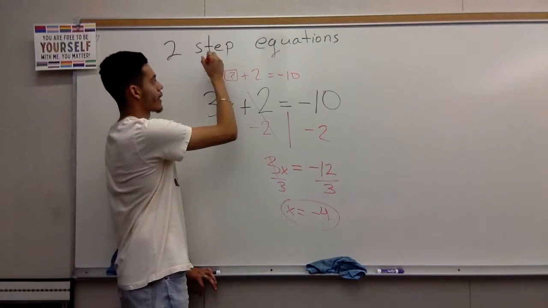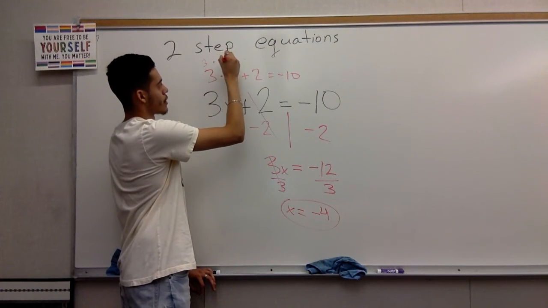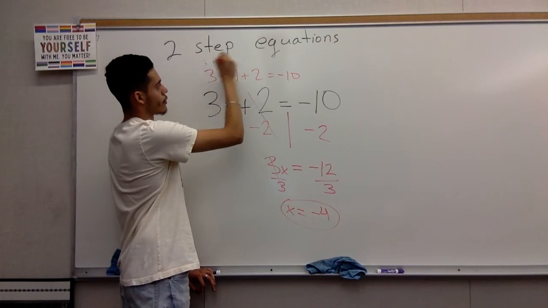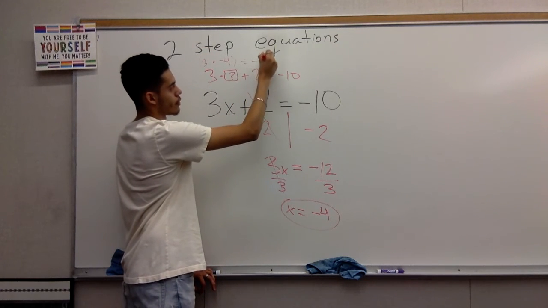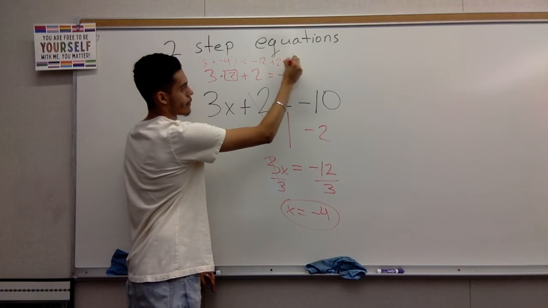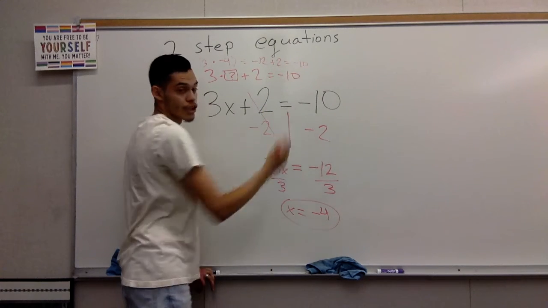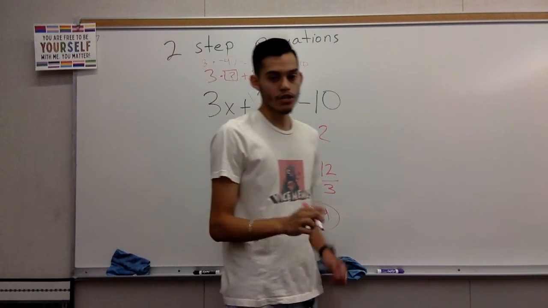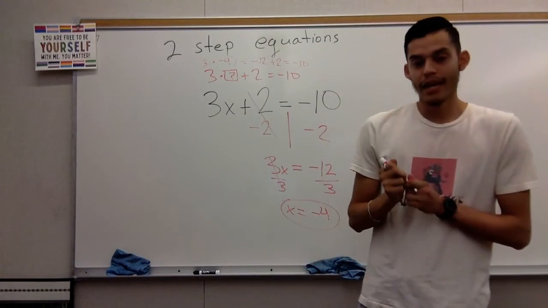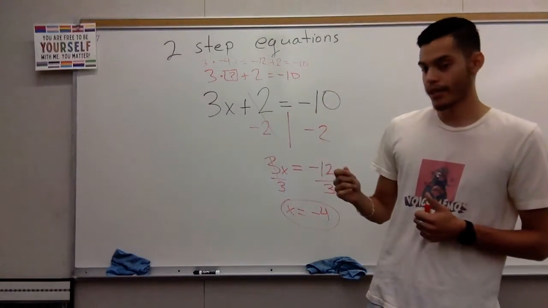You can always plug it back in. 3 times negative 4 gives you negative 12. Add the 2, and that gives you negative 10. You can always check your answer at the very end if you're not sure. It's very helpful, and at least then you'll know that you're 100% correct.